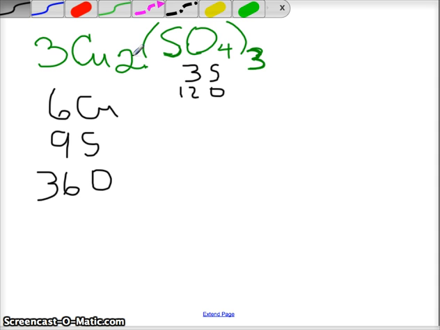3 times 2, not so hard. You may want to just go 3 times 3 times S, but that's not what you should do first. It's S times this 3, so however many S's times the subscript outside the parentheses for sulfate. Same with the oxygen. And that tells you how many total atoms are right here. And then since there's 3 in this entire molecule, you have to add that in.